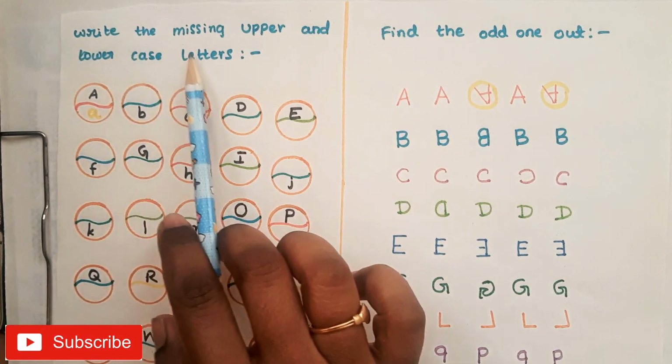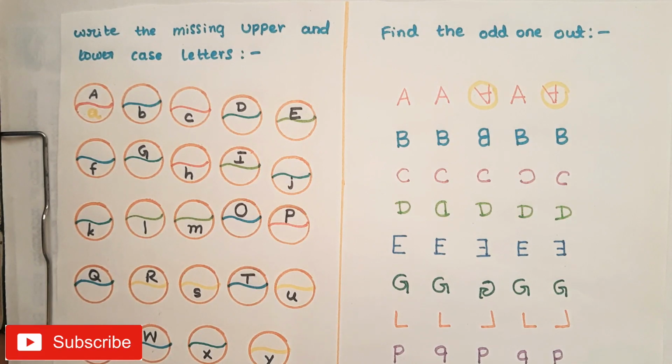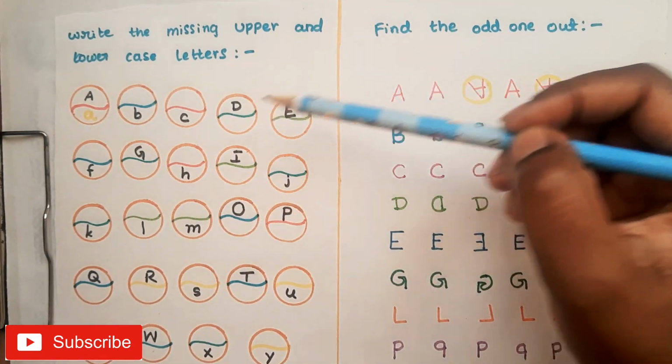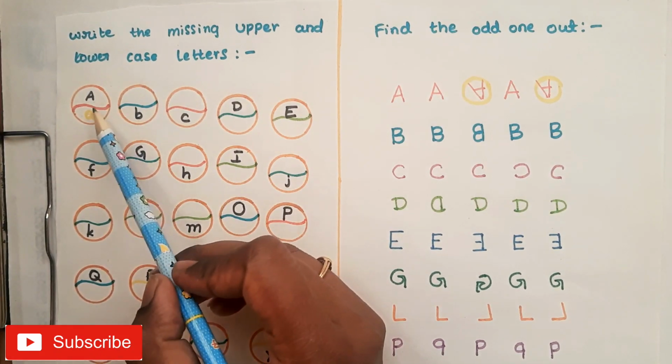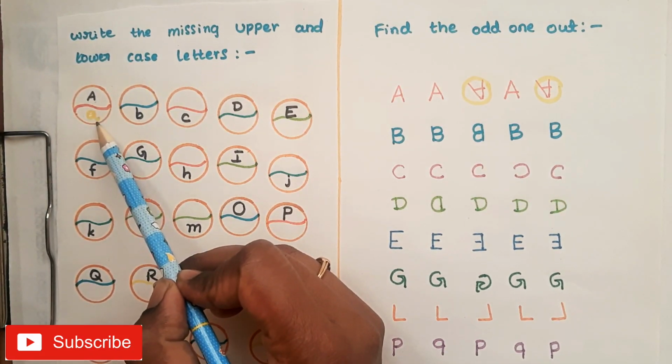Today I come up with a few worksheets on alphabets. First one, we have to write the missing upper and lower case letters. So here the kid needs to write the missing upper and lower case letters. Here I have given one example, so here uppercase and lowercase.